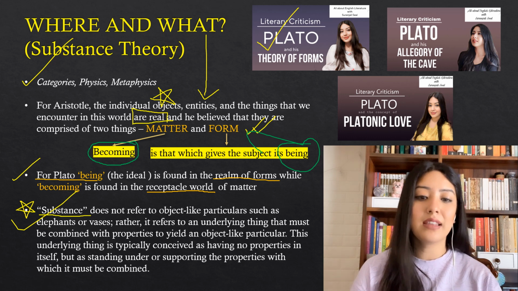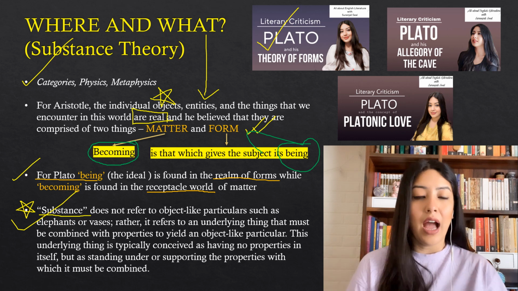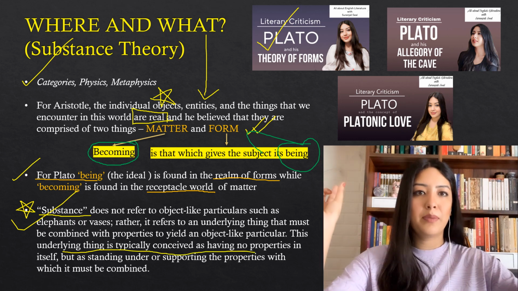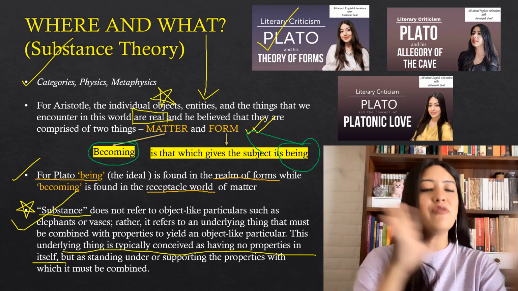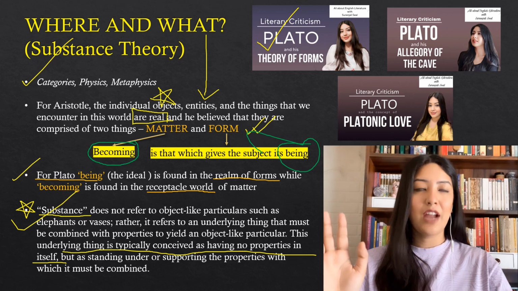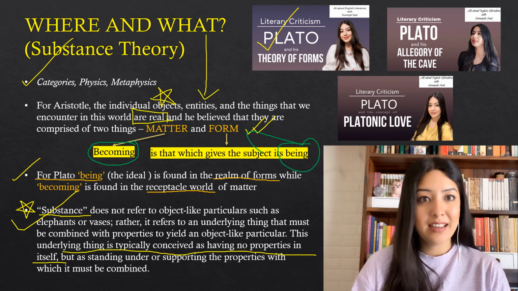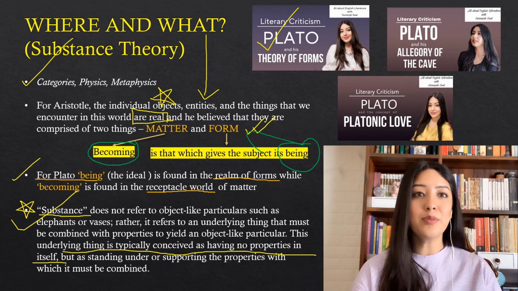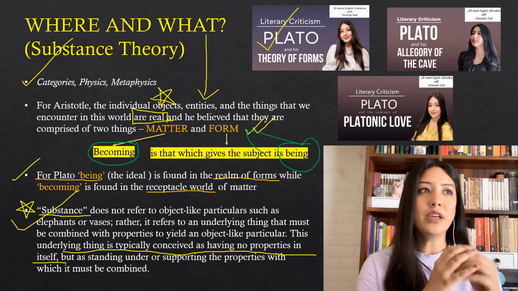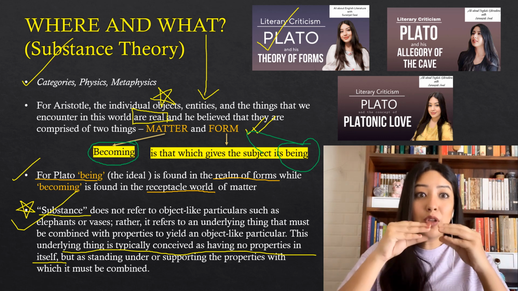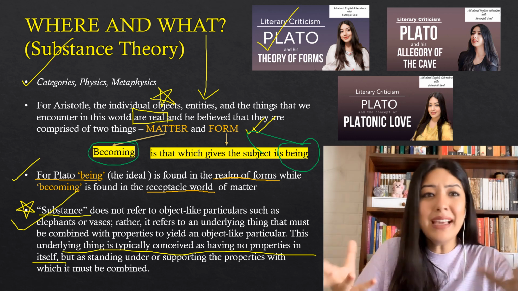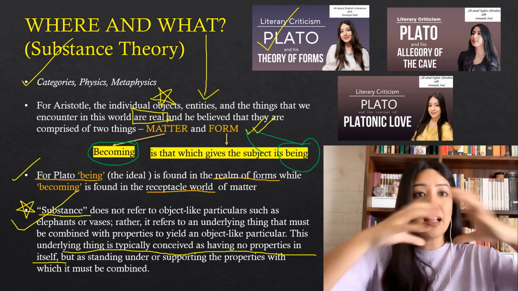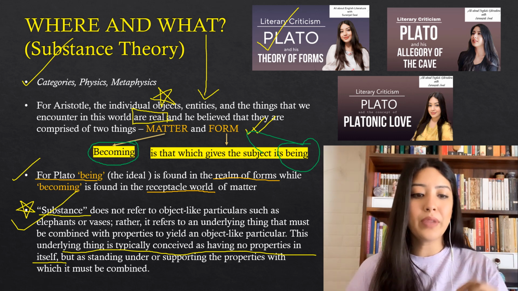So this underlying thing is typically conceived as having no properties in itself. The underlying thing, say a pen. Forget the form of the pen, forget the color of the pen, forget every characteristic of a pen, and just think of the word pen. Does the word pen without the characteristics of a pen make sense? It doesn't. It just doesn't exist in itself. A pen without the qualities or characteristics that make up a pen makes no sense. The pen is a pen because of the properties that it has, the kind of characteristic and the form that it has. That's why it's a pen. So I hope this is clear.